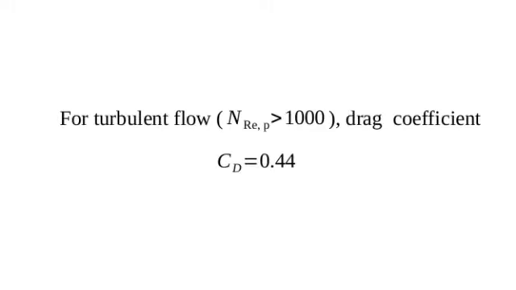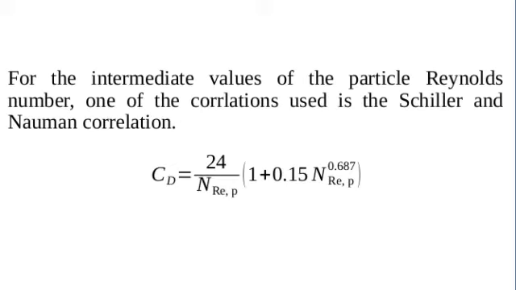Now the turbulent flow, when the particle Reynolds number is greater than 1000, the drag coefficient under these conditions is given by CD is equal to 0.44. It is always constant. Now the third region is the intermediate region, that is between laminar flow and the turbulent flow.